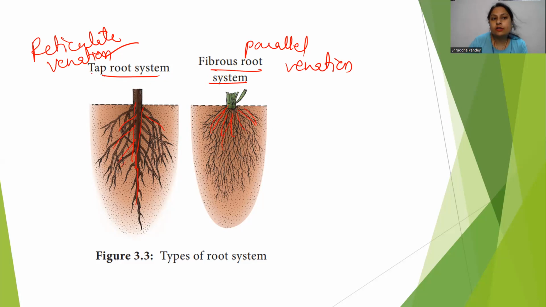The dicot plant will show, as I have told you, reticulate leaf. So it will show taproot. And monocot, I have told you, shows parallel venation. So monocot will show fibrous roots.